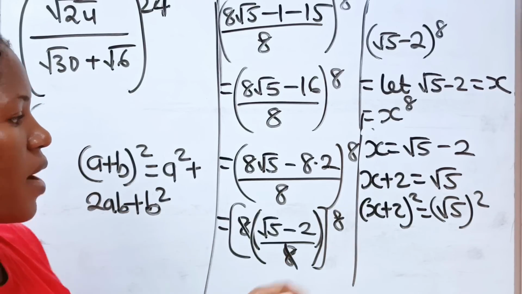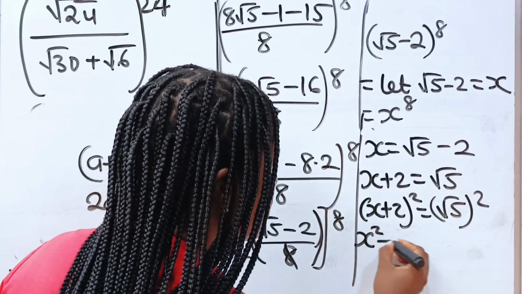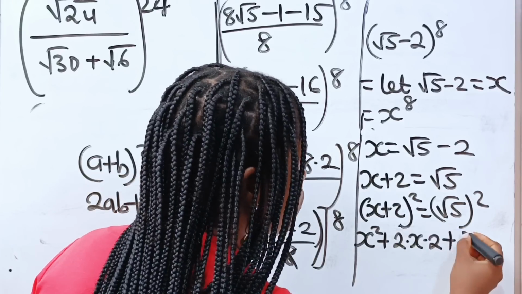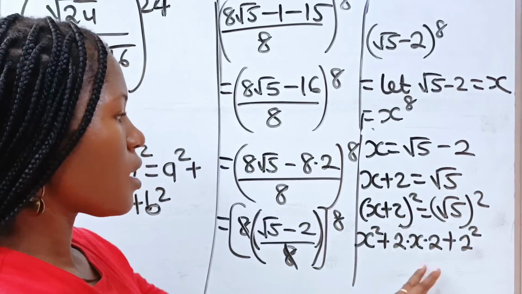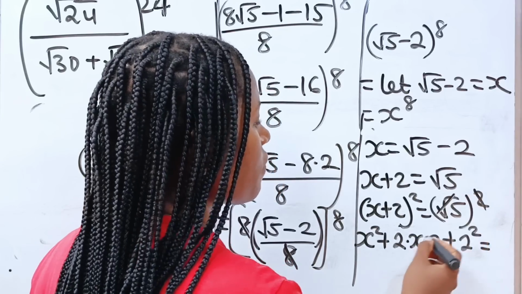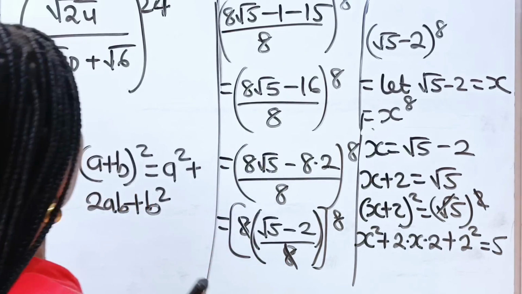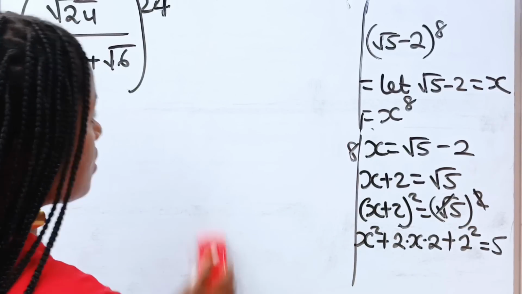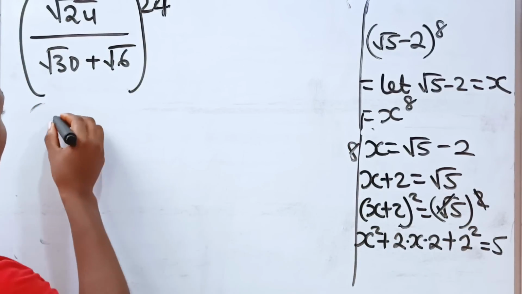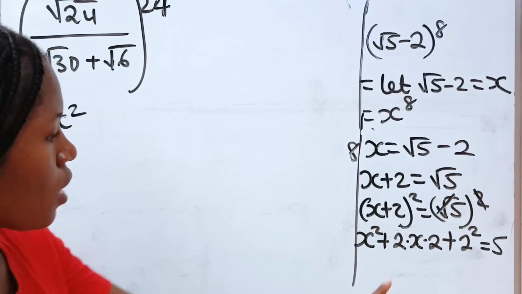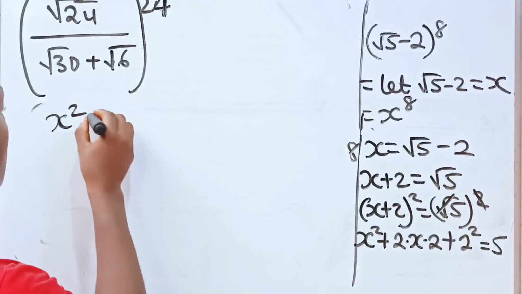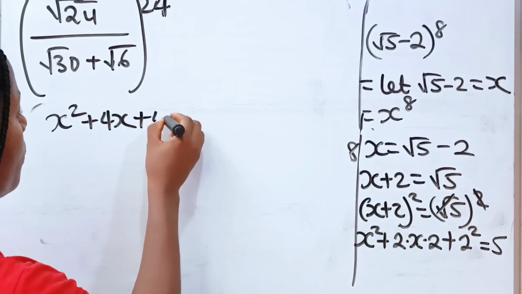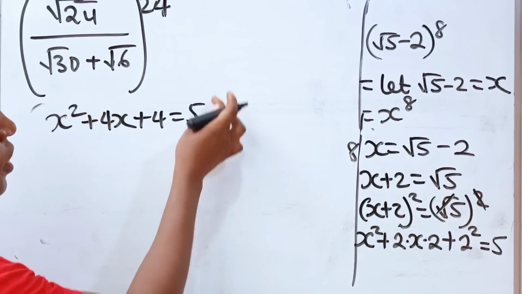So that means that we can rewrite this side as x² + 2 multiplied by x multiplied by 2 plus what? 2², right? Is equal to, now this will divide this, we have 5 remaining, right? Yeah, so in essence what we have right now is this: x². Now 2 times x will give us plus 4x, and plus 2² will give us 4, is equal to 5.